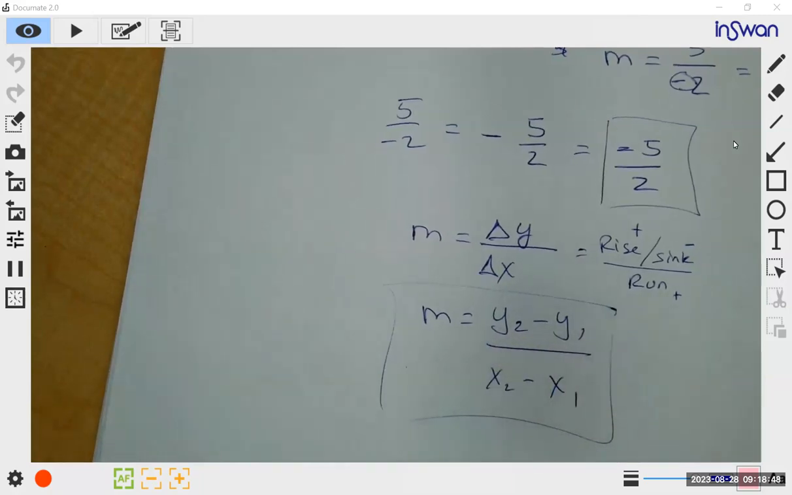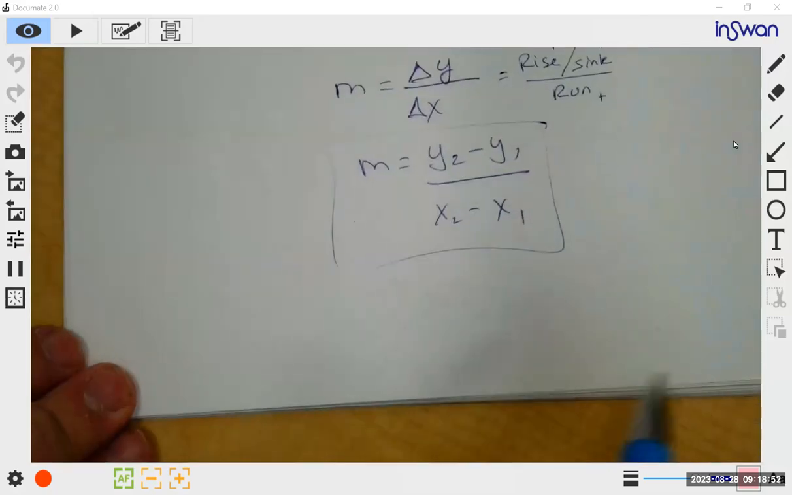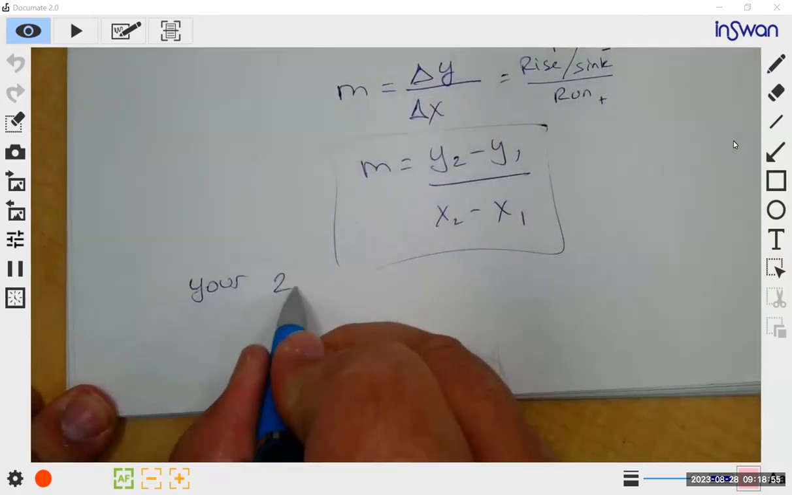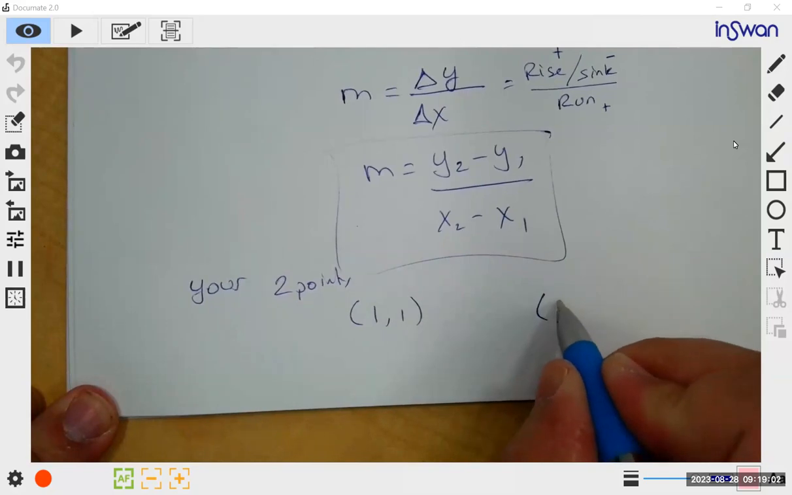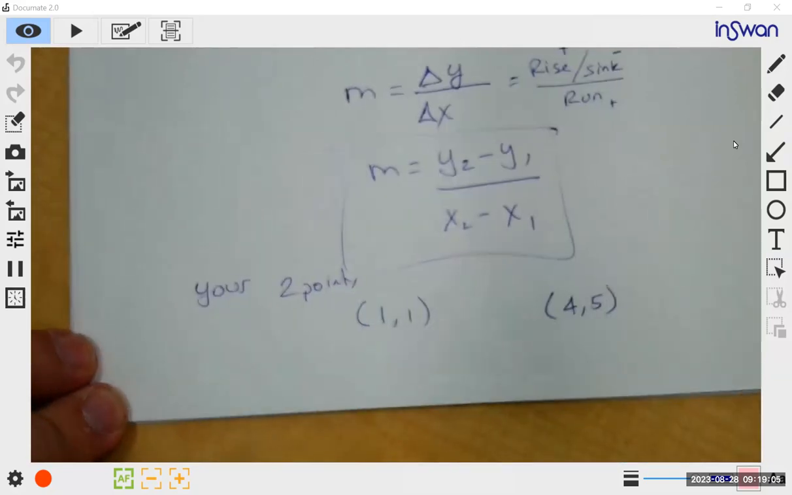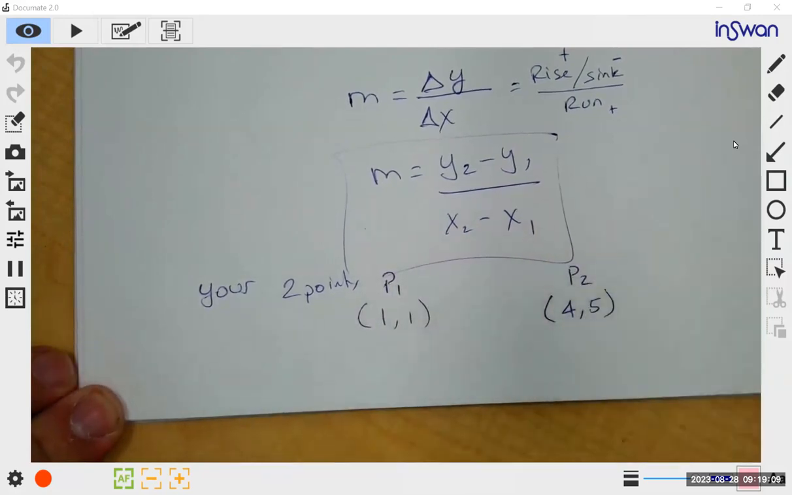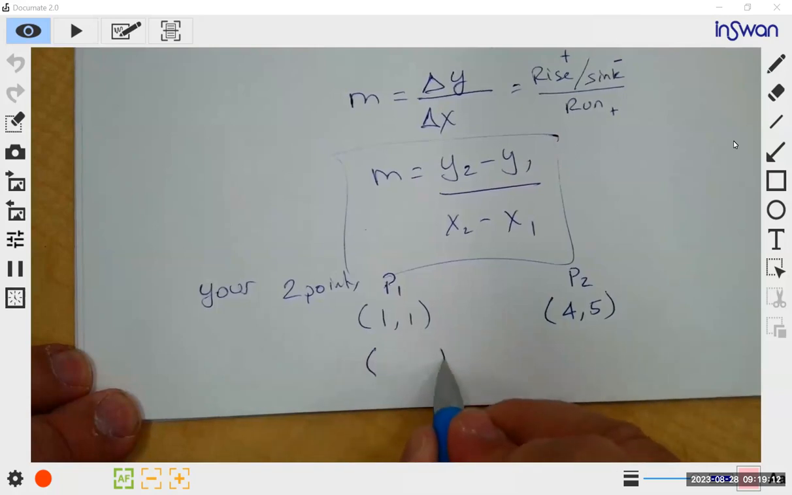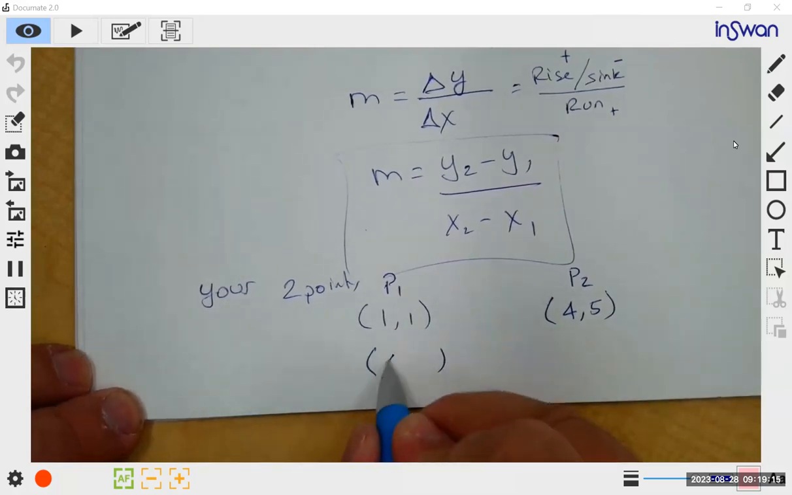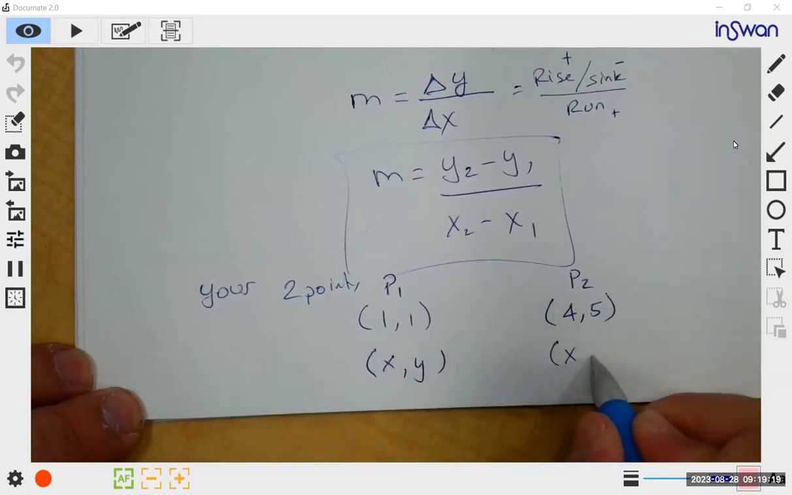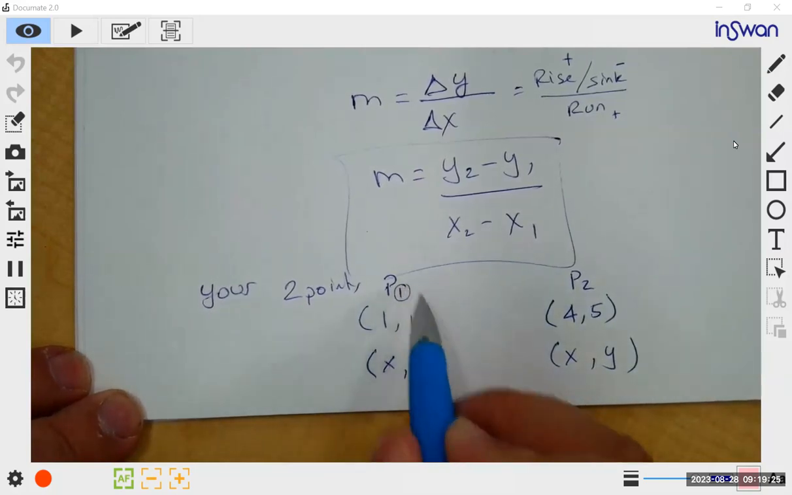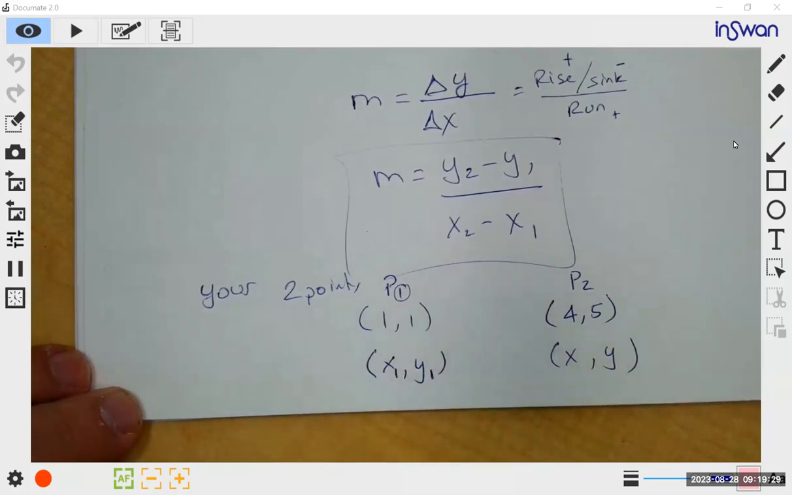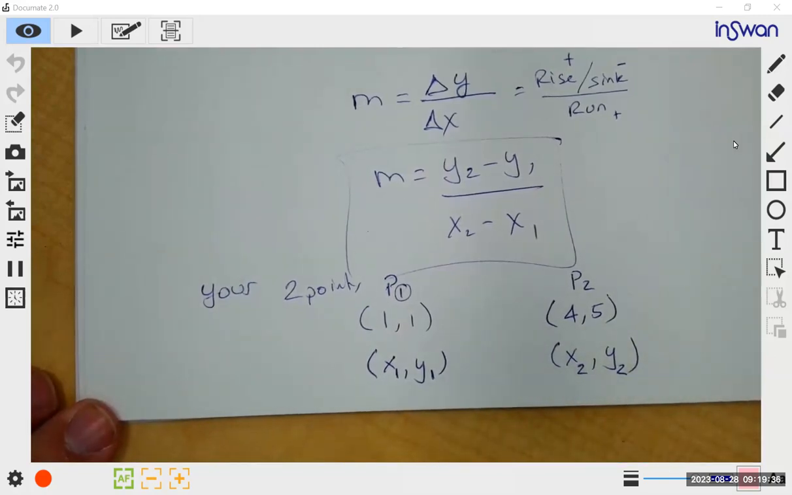Now, where does X1, X2, Y1, Y2 come from? Remember, your 2 points are 1, 1 and 4, 5. This is point one. This is point two, right? Each point is made up of an X and Y, right? How do I tell these apart? Well, since this is point one, these are the X and Y of point one. These are the X and Y of point two. So the subscripts tell us what point it belongs to.